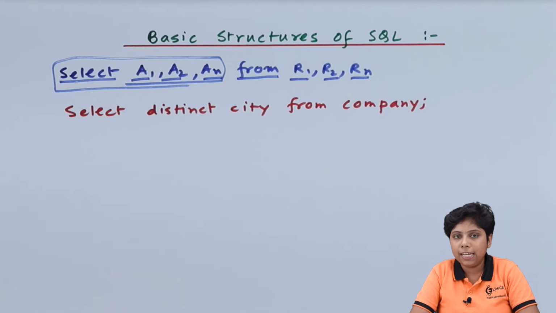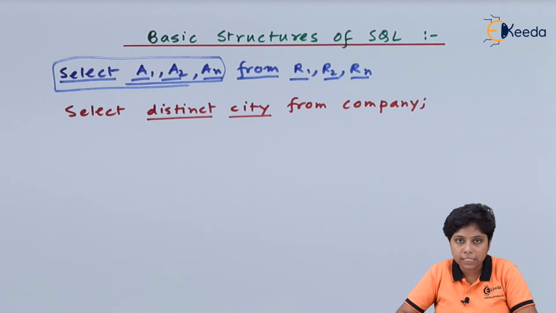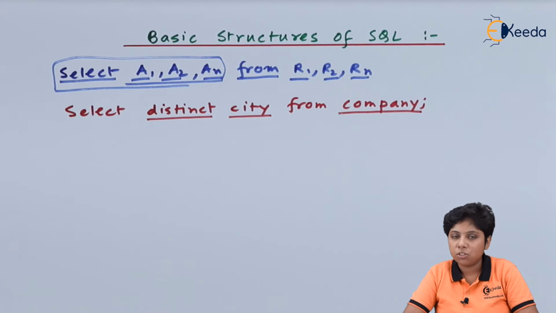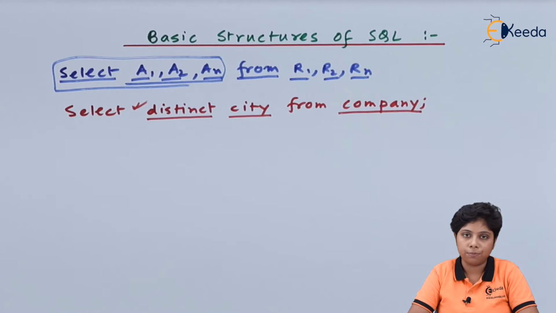Here we can see that we have put the distinct keyword before the attribute city, and the relation name is company. So the table is company, and we are fetching the details of all the cities present there, but only the unique ones.